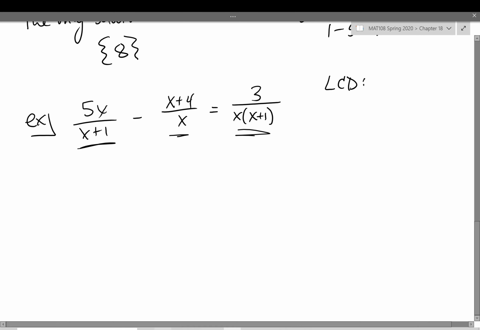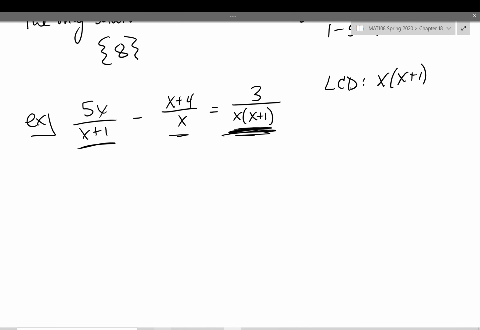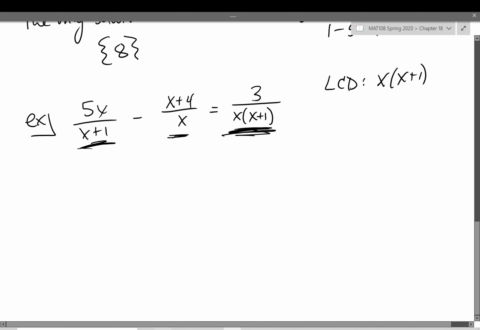And here's the beautiful part. Your denominator, your LCD, was staring you in the face right here. It's x times x plus 1. Remember, if you have no idea how to find a common denominator, let's say the problem is complex, just multiply them. You'll always get one. All right? So what I'm going to do here is multiply everything by x times x plus 1. So let me write this out.